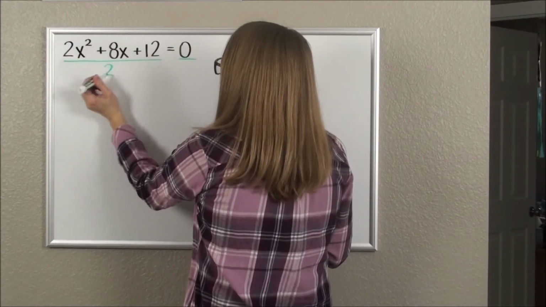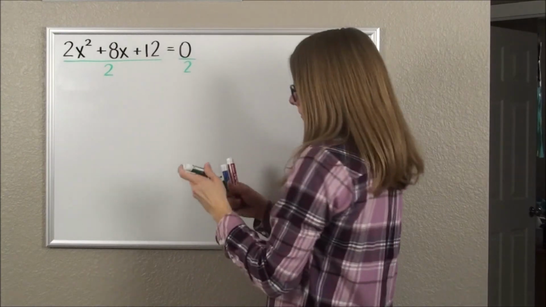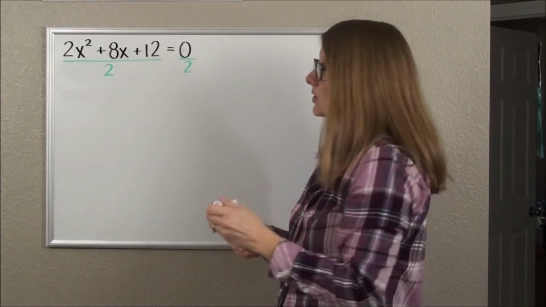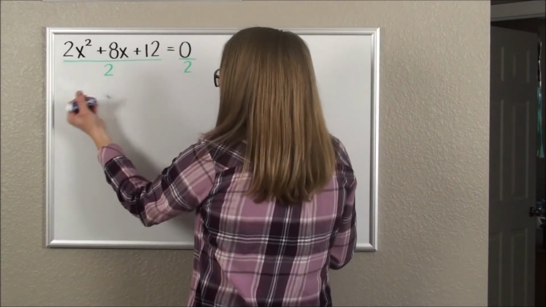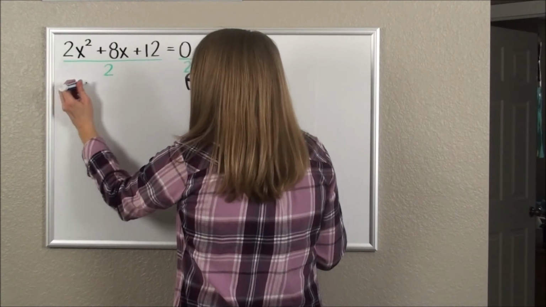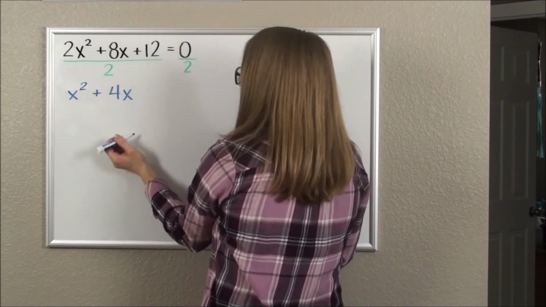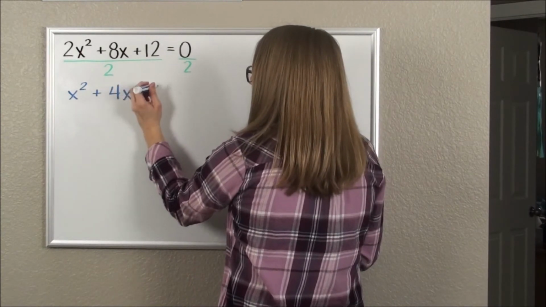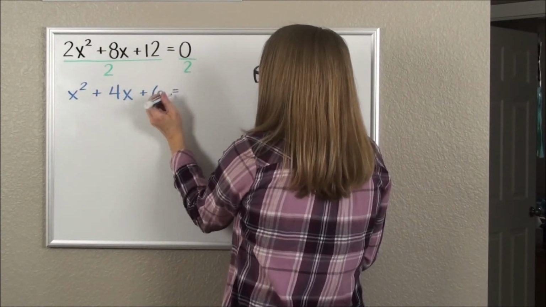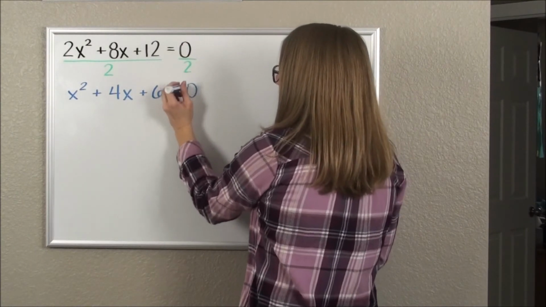Again, I have to maintain the balance, so make sure we're dividing everything by 2, whether or not it turns out nice. 2x squared divided by 2 is x squared. 8x divided by 2 is 4x. And 12 divided by 2 gives me 6. And 0 divided by 2, still 0.